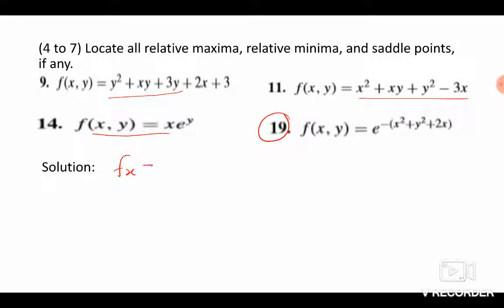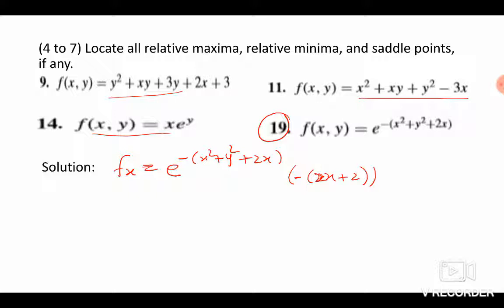fx: differentiate partially with respect to x. e raised to minus (x square plus y square plus 2x), and then chain rule, so differentiate the power. It is with respect to x, isn't it? So there is a negative outside. x square will give you 2x, and the 2x will give you 2, so negative 2x plus 2. This is the first derivative with respect to x. We have to take it 0.